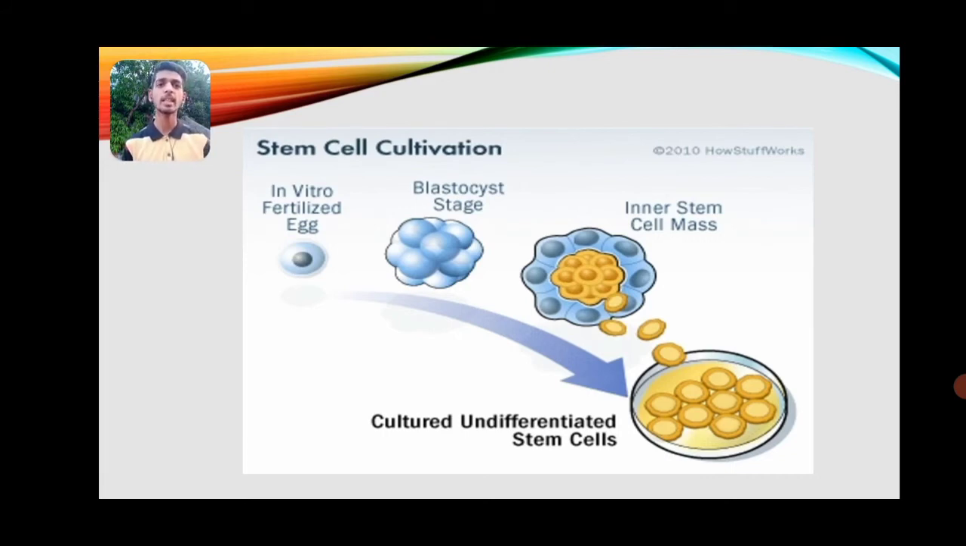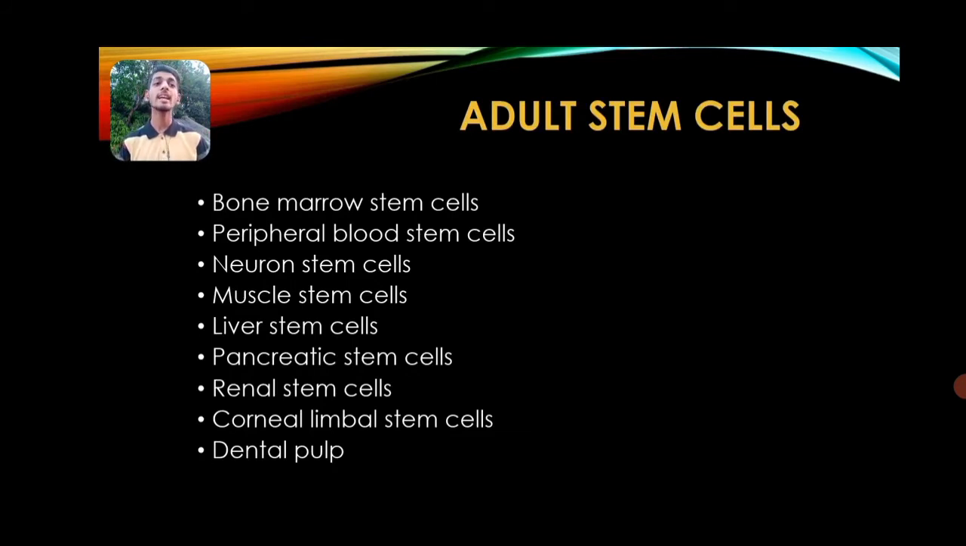The inner cell mass cells are taken as stem cells, and they are cultured as undifferentiated stem cells. These inner cell mass cells are taken outside, they are fertilized, and they are used for the in vitro fertilization technique. So the next are the adult stem cells.